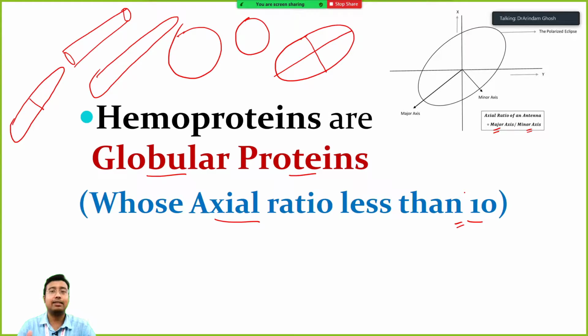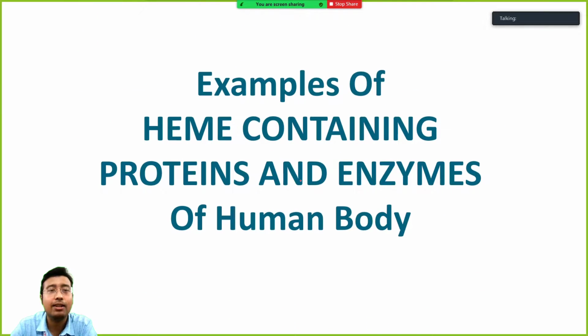This is the basic fundamental thing. You might not need this, but you should know what axial ratio is, in case any junior or family member asks you. So what are the examples of heme-containing proteins and enzymes of the human body? Let me switch on the AC.